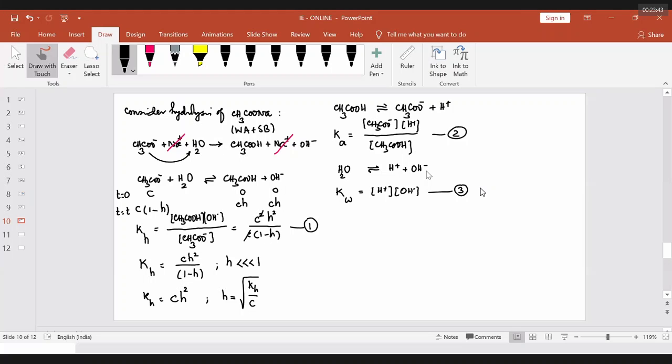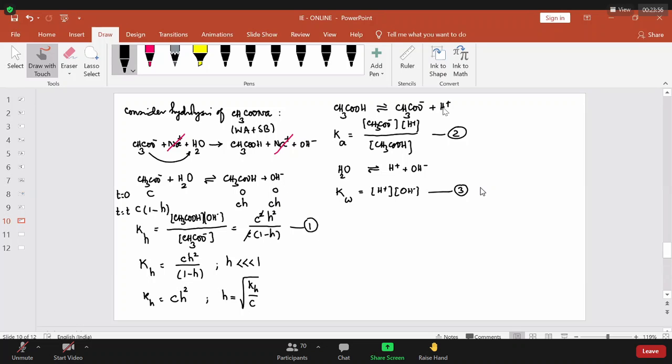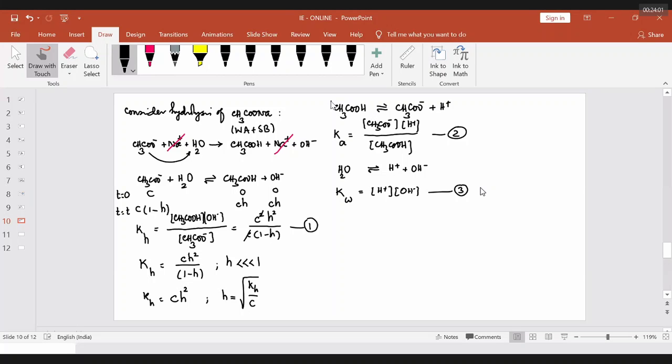Now see the equations carefully and tell me what has to be done to equation number 2 and 3 so that I can get equation 1. What is that equation 1? This is equation 1 corresponding to this one. So manipulate equation 2 and equation 3. This equation and this equation we have to manipulate so as to get this equation. Or you say, sir, I will take any two to manipulate the third one. No problem, go ahead. If you do so, we'll get something, and that something is Kh is equal to Kw by Ka.